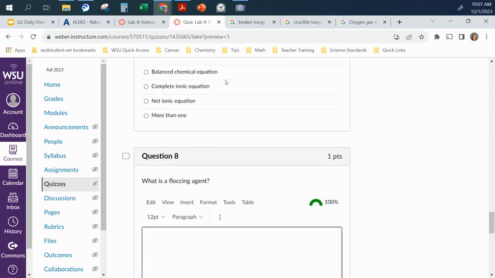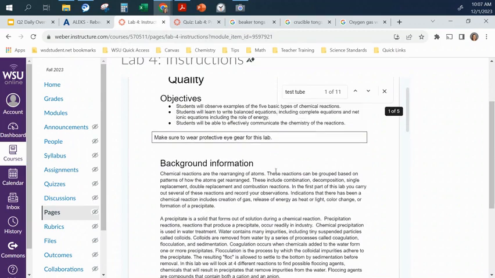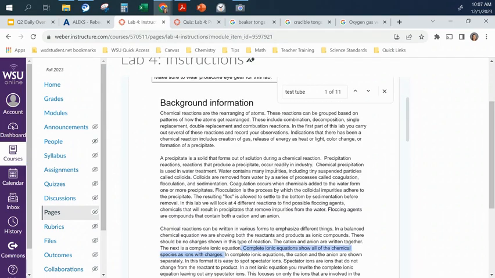And then the flocculating agent. Let's go back to our instructions. I saw it up here. Background information. Flocculation is a process by which the colloidal impurities adhere to the precipitate. The resulting floc is allowed to settle to the bottom. So a flocculating agent is something that's going to grab onto the particles in the solution, or adhere to them, and then it's going to make it so that we can purify the water. So this is like for water purification. It helps you precipitate out impurities by adhering to those chemicals.